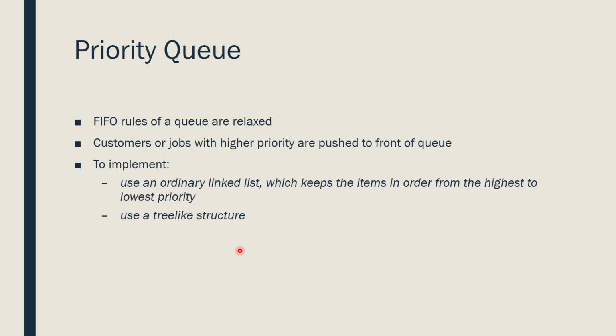You can use the ordinary list or linked list, which keeps the items in order from the highest to the lowest priority. And this will be implemented using a tree-like structure according to priority. So the jobs or the customers with higher priority will be put to the front.